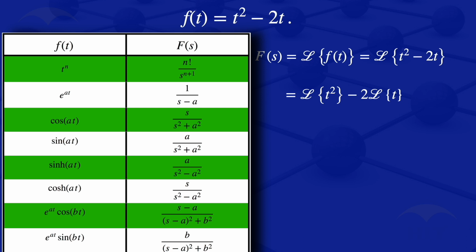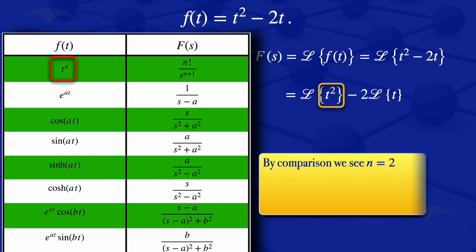So what we do is we look at the function that we're given, which is t squared. In the table, in the column where we have f of t, we look for a function of that form, a function of the form t squared, and we see that we have t to the power n. Comparing t squared and t to the power n, we see that our n is equal to 2.